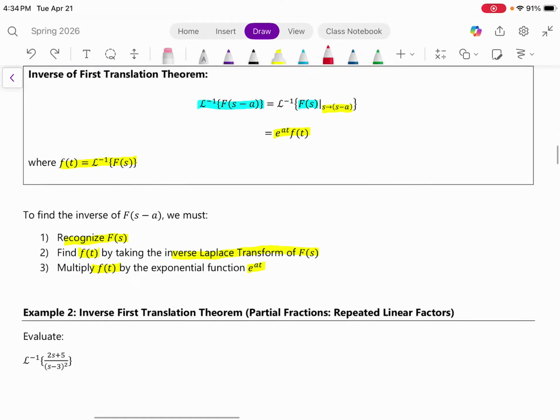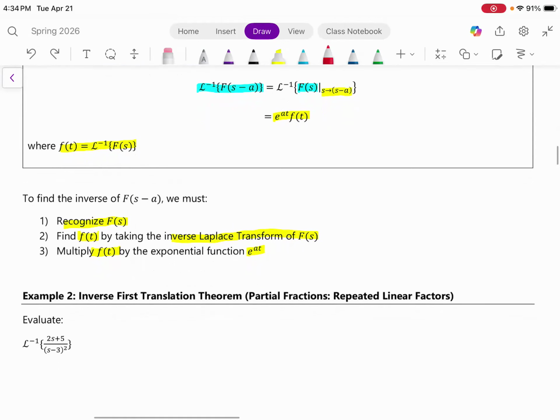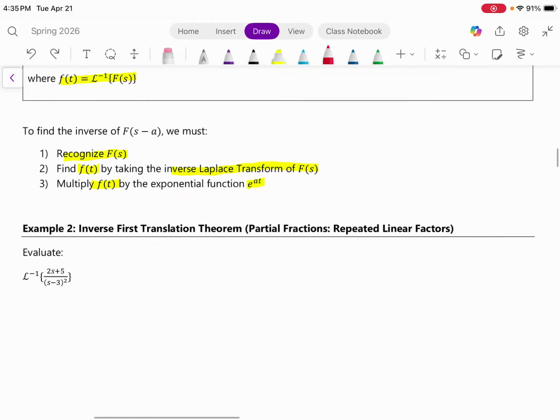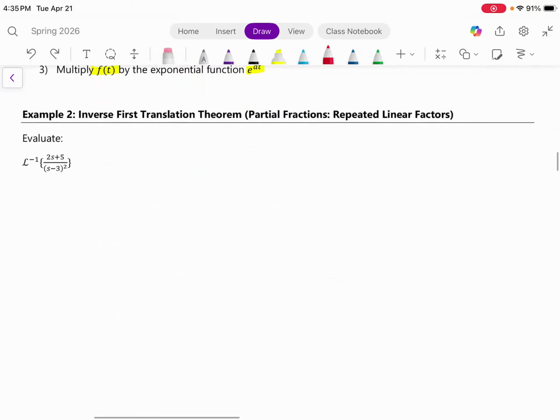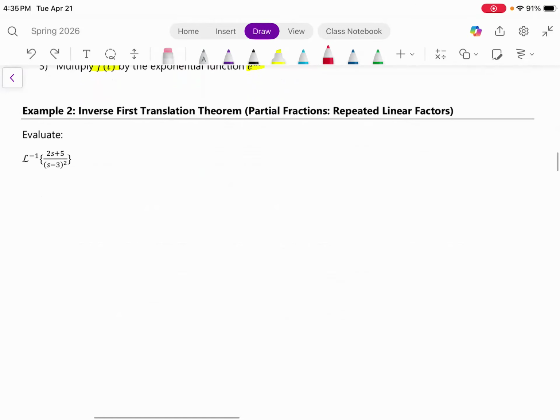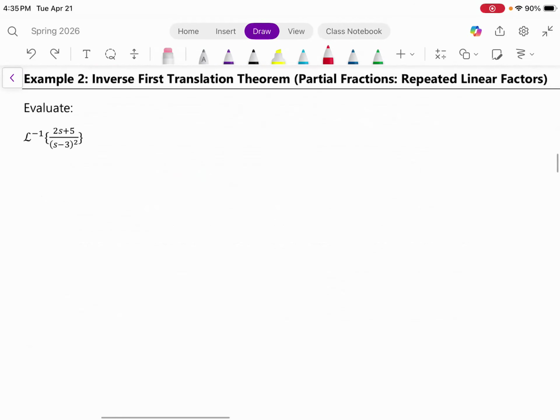Okay, so it is once again hard to picture with the symbols at first. So doing an example would definitely clear up some confusion. So let's go ahead and try out example two, where we're going to inverse Laplace a Laplace function using the inverse translation theorem. So let's go ahead and try that out.